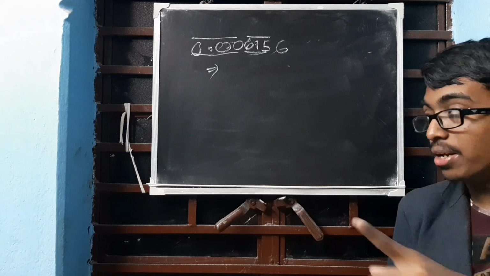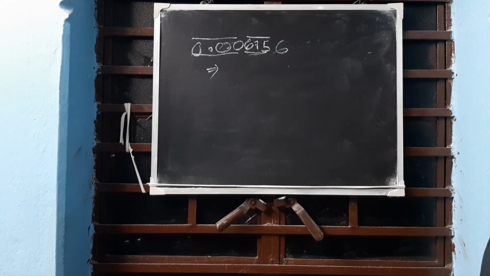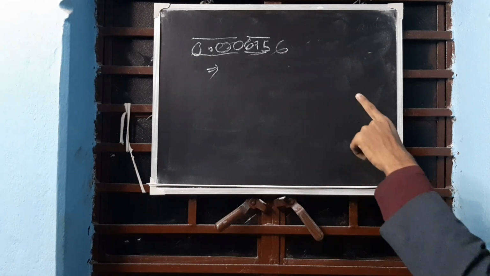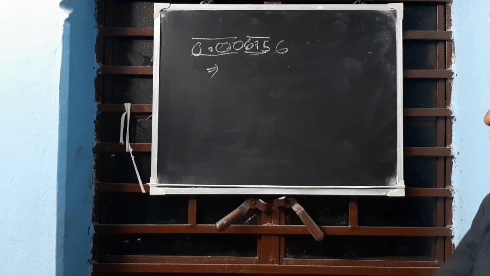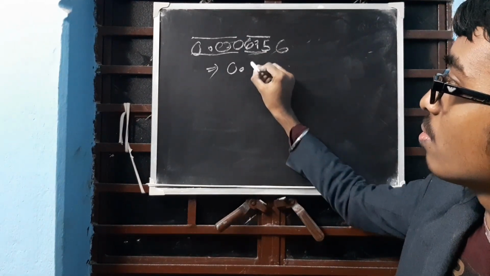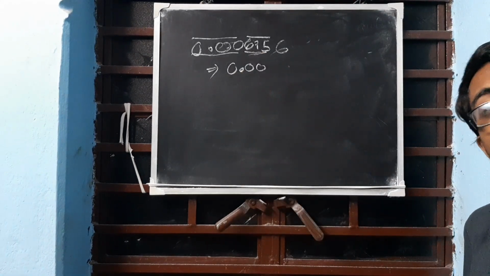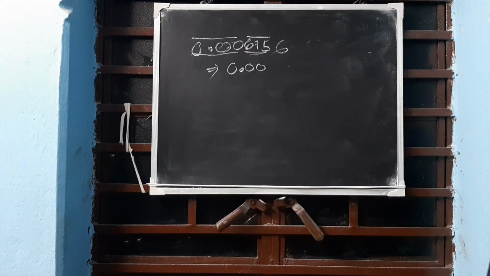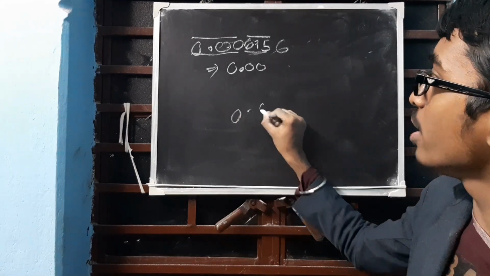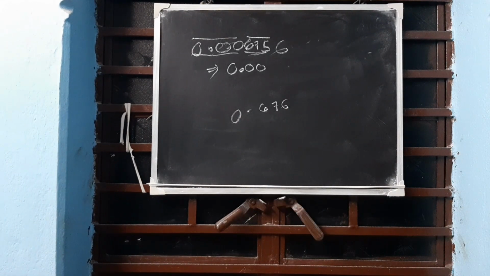Second rule, what was that? Zeros preceding the first non-zero digit are not significant. Following that, zeros after the decimal are significant. So these zeros are not significant. Done. So it is 0.00. Why will you ignore it? You have to ignore it, but you cannot remove it, right? If you write 0.676, is it correct? Not correct. This is wrong. You cannot write that, right?